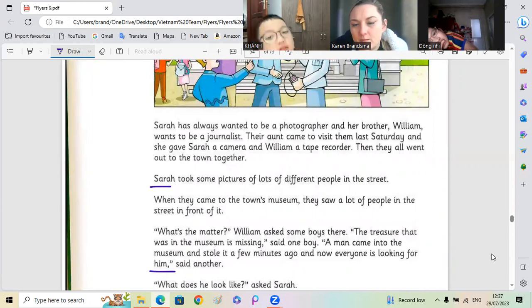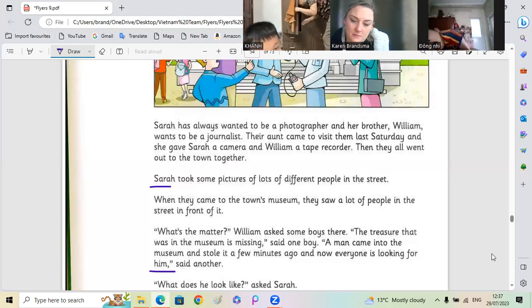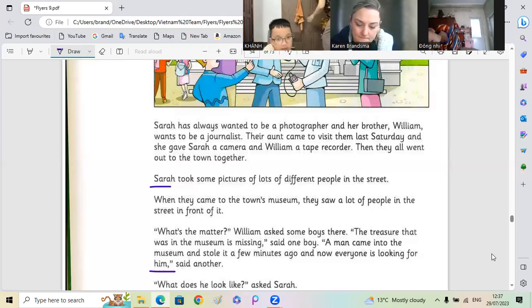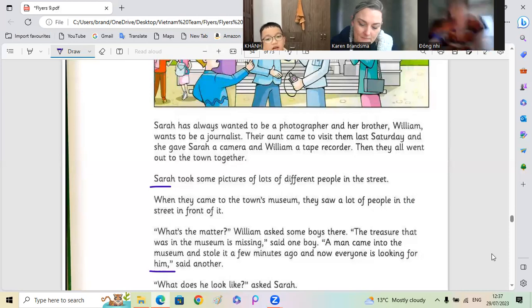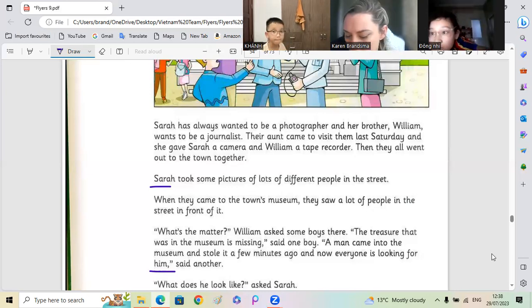Sarah has always wanted to be a photographer, and her brother William wants to be a journalist. The aunt came to visit them last Saturday, and she gave Sarah a camera and William a tape recorder. Then they all went out to the town. Sarah took some pictures of different people in the street.